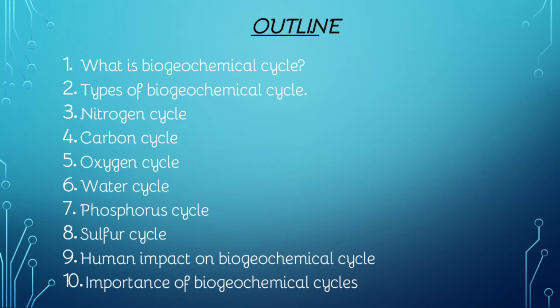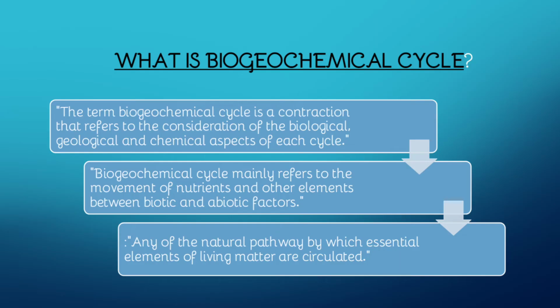Here we will discuss what is biogeochemical cycle, second is types of biogeochemical cycle, third is nitrogen cycle, fourth is carbon cycle, fifth is oxygen cycle, sixth is water cycle, seventh is phosphorus cycle, eighth is sulfur cycle, ninth is human impact on biogeochemical cycle, tenth is importance of biogeochemical cycles.